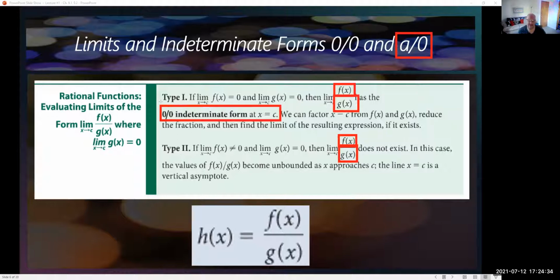In fact, this indeterminate form writing should be written again right here in type 2, and it should say a over 0. But again, this came right out of your textbook. The a over 0 indeterminate form is a little bit different, but both of them basically require the same idea. You always do the same thing. You try to factor and cross things out so that the problem isn't there anymore. That is the whole purpose of this whole thing.